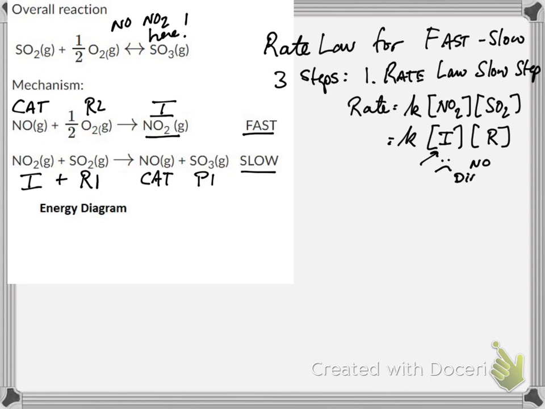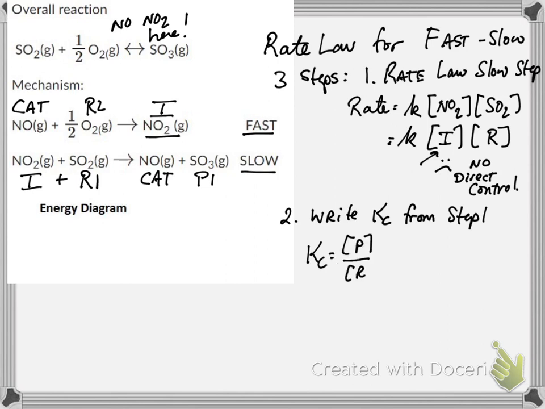So what we have to do now is in step 2, we have to find an expression to substitute for the intermediate, and we do that from writing Kc from step 1. So Kc is the products over the reactants. So we have NO2 divided by NO times O2 to the 1/2. That's how we would construct Kc.